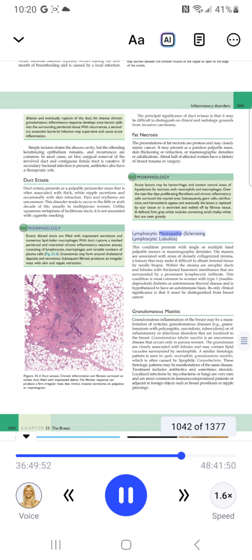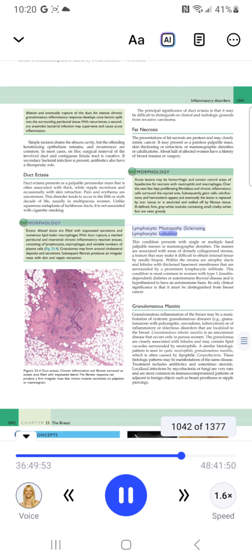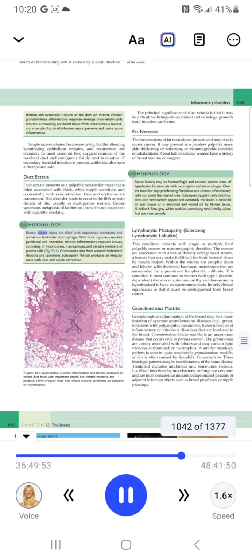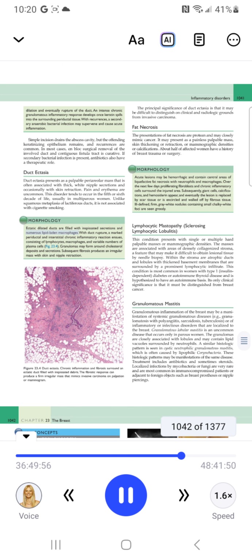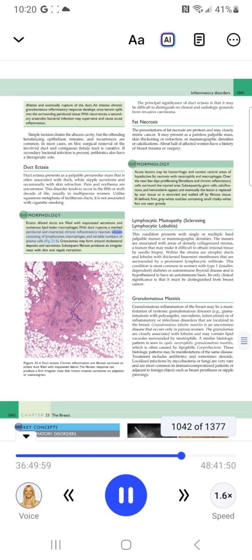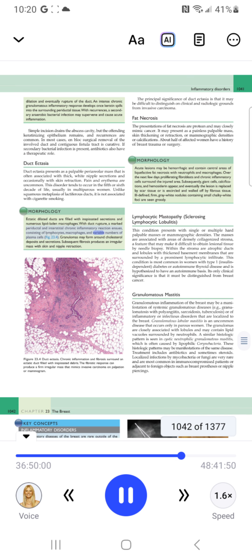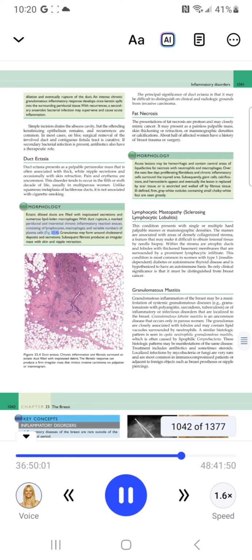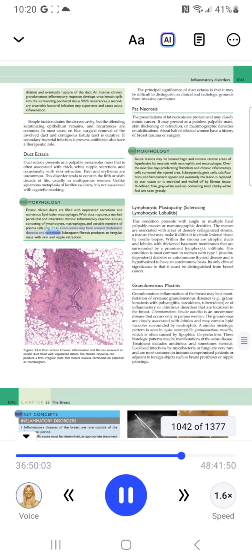Morphology: lymphocytic mastopathy, sclerosing lymphocytic lobulitis. Ectatic dilated ducts are filled with inspissated secretions and numerous lipid-laden macrophages. With duct rupture, a marked periductal and interstitial chronic inflammatory reaction ensues, consisting of lymphocytes, macrophages, and variable numbers of plasma cells. Figure 23.4. Granulomas may form around cholesterol deposits and secretions. Subsequent fibrosis produces an irregular mass with skin and nipple retraction.